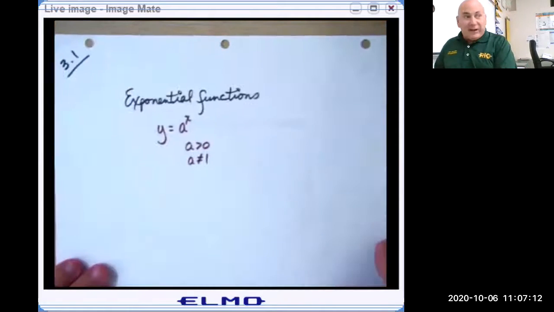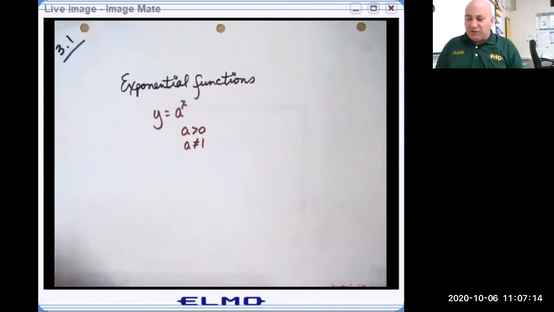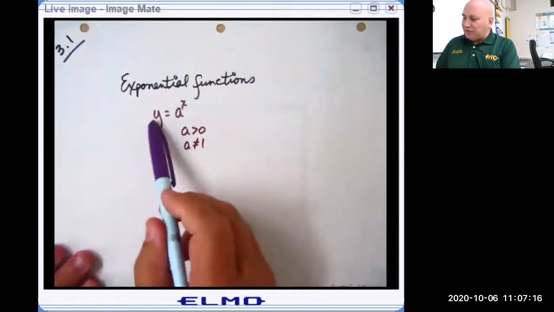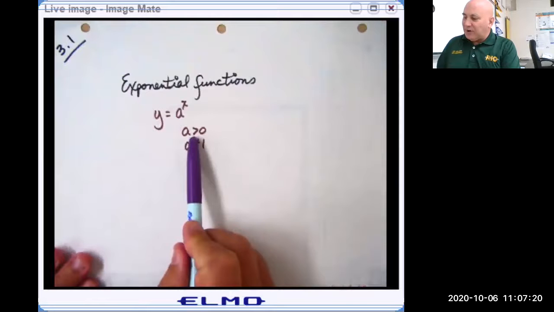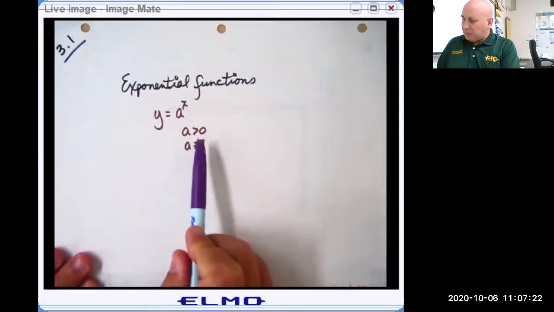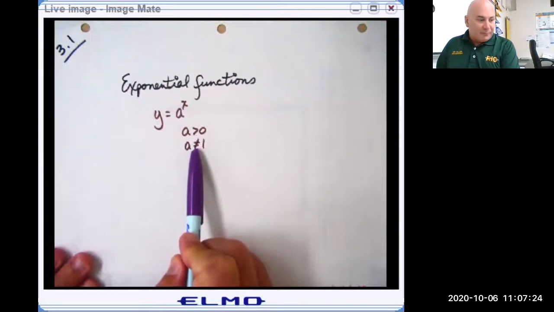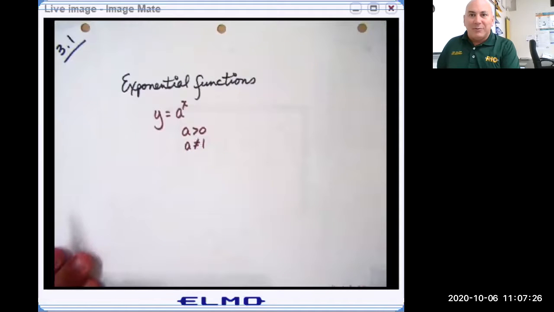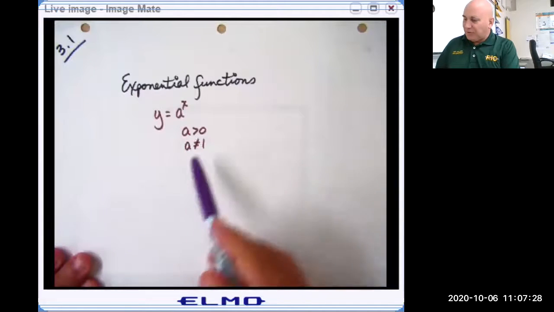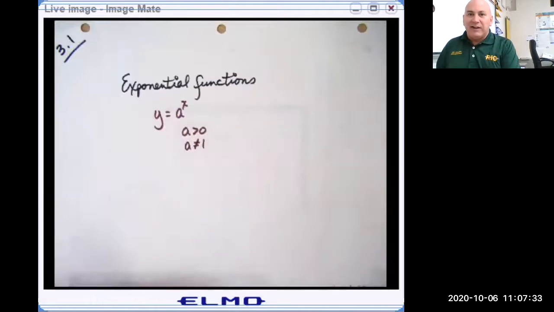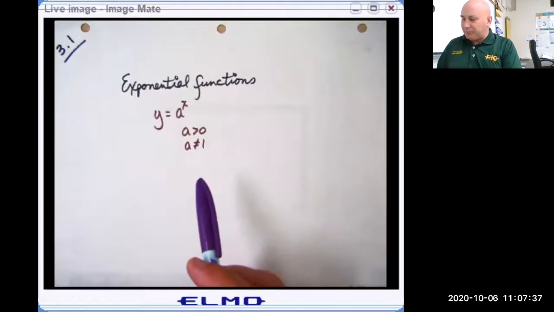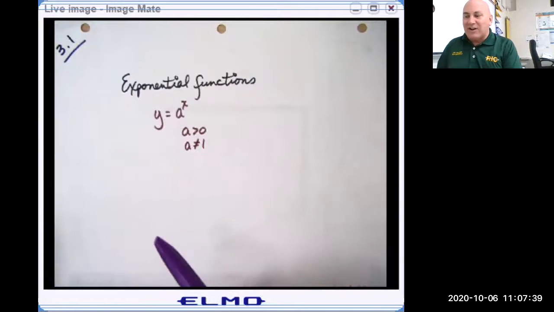So we're going to look at exponential functions. Exponential functions are functions of the form y equals a to the x, where a is a number greater than 0, but not equal to 1. I'll show you in a moment why we want a to be positive. And it can't be 1 because you'd have 1 to the x. 1 to the x is just 1. And you would have a horizontal line, and that's not an exponential function.